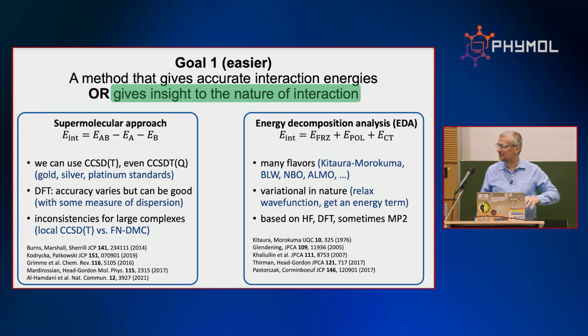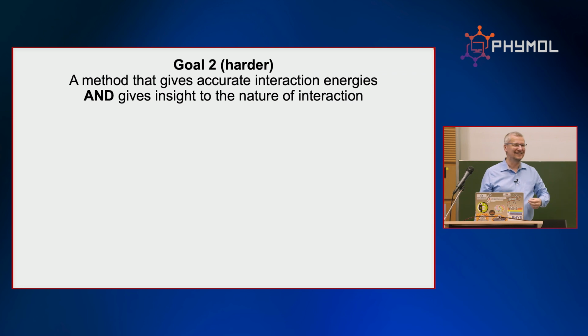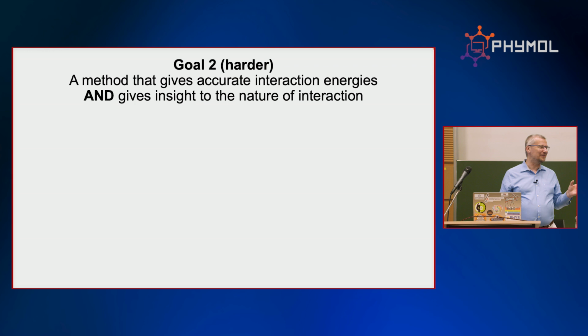Well, some newer versions of Head-Gordon's approach have dispersion built in, but still it doesn't really get better than MP2. So if you want a method that gives accurate interaction energies or an insight into the nature of interaction, you have plenty of choices. But I want a stricter condition. I want a better method that does both at the same time. And now your options suddenly get quite limited.